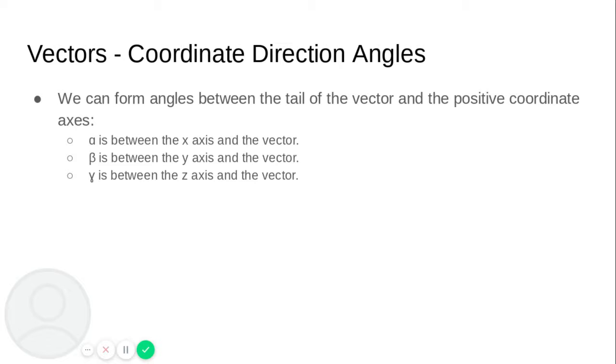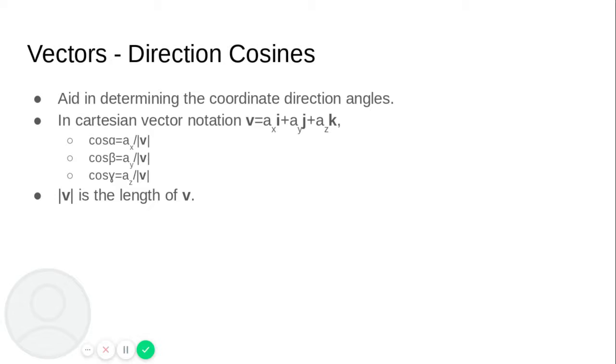Coordinate direction angles are important. We can form angles between the tail of the vector and the positive axes: alpha between the x-axis and the vector, beta is the angle between the positive y-axis and the vector, and gamma is the angle formed between the positive z-axis and the vector. Direction cosines are important in determining coordinate direction angles. So if we have a vector in Cartesian vector notation, then the cosine of alpha would be a sub x divided by length v, length of the vector, and so on for cosine beta and cosine gamma.